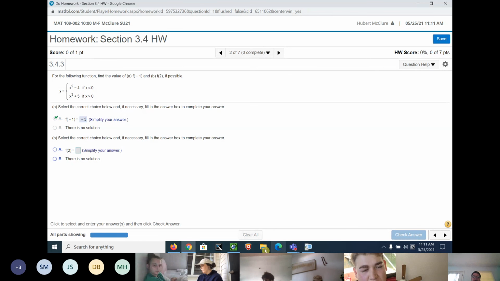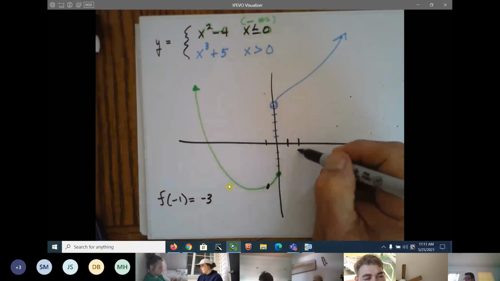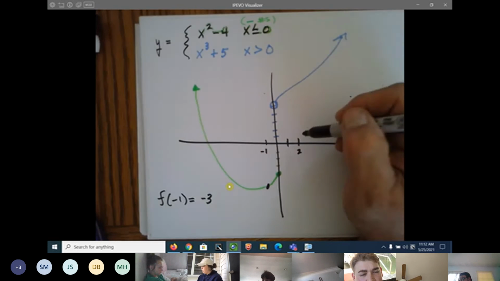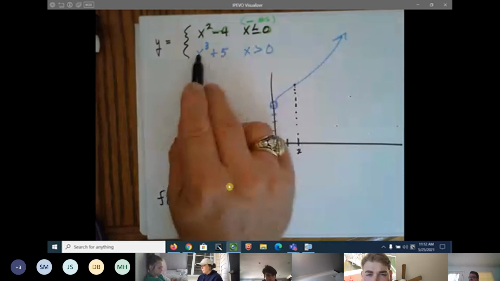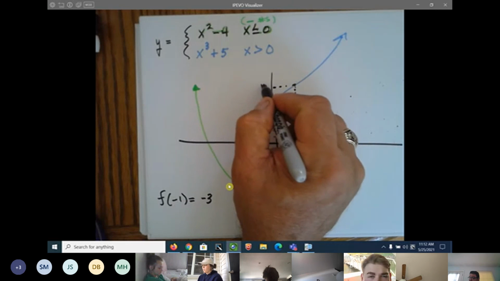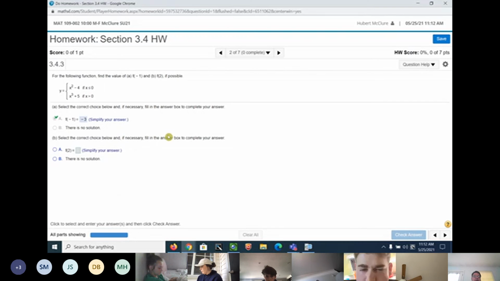F of 2, go back to the graph. Where is x equal to 2? Well, it's right here. Where is 2? Is it on the blue line or on the green line? It's on the blue line, Hubert. Thank you, class. So you plug 2 in. 8 plus 5 is what, 13? Somebody check my math. Yeah, Hubert, that's right. No, Hubert, you don't know what you're doing. Thank you, class. Appreciate it.